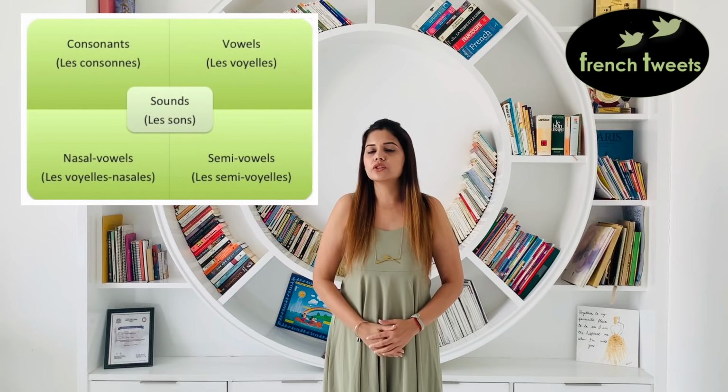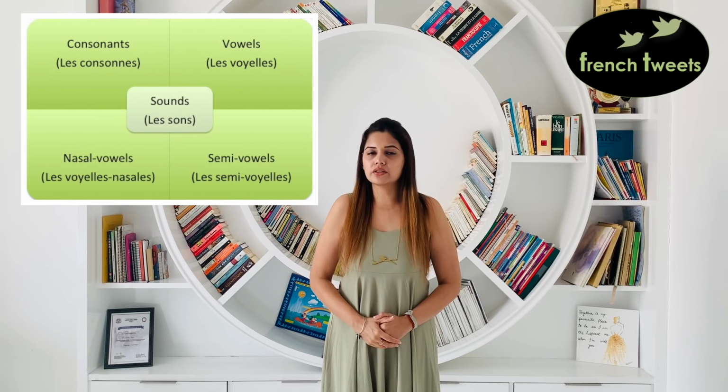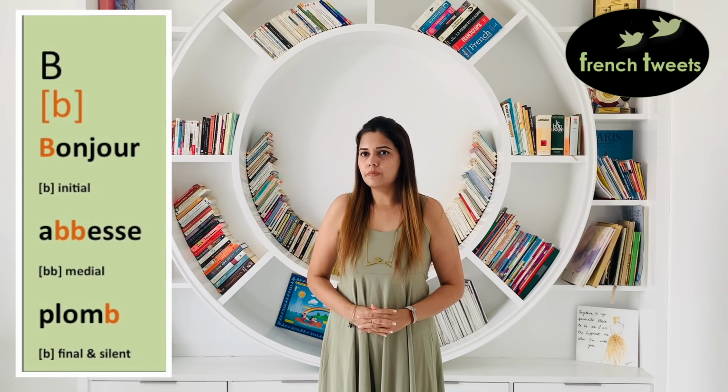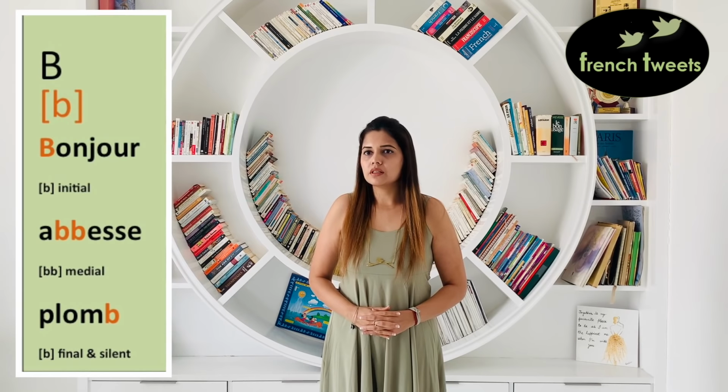The IPA French sounds or symbols are categorized into four, which we will look at individually. The French sounds are called les sons. Now let's check the four categories: les consonnes, les voyelles nasales, les semi-voyelles. Now let's begin with the first category, that of the consonants, les consonnes. Let's begin with the first consonant, B. The sound is depicted in brackets, which is b.